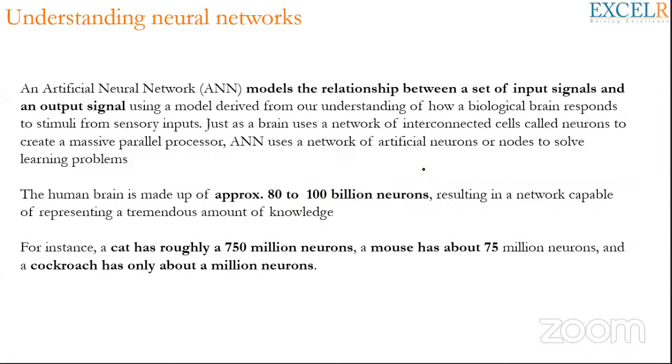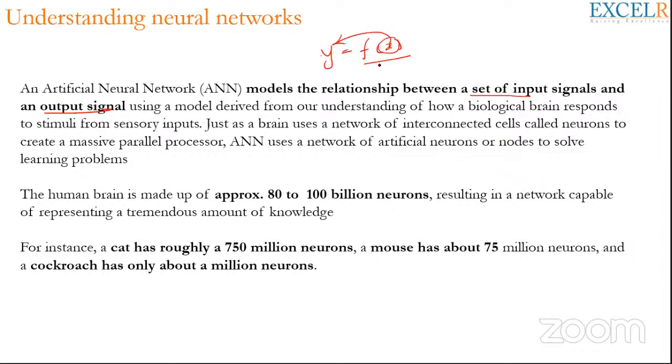The artificial neural network models the relationship between a set of input signals and an output signal. That is what any machine learning algorithm does, right? Be it a decision tree or SVM or whatever it is, it finds the relationship between the set of input signals and the output signal. So that is nothing but y is equal to f of x. This is my hypothesis, meaning the model. The mapping between the input signals and the output signal. That is what any model does.